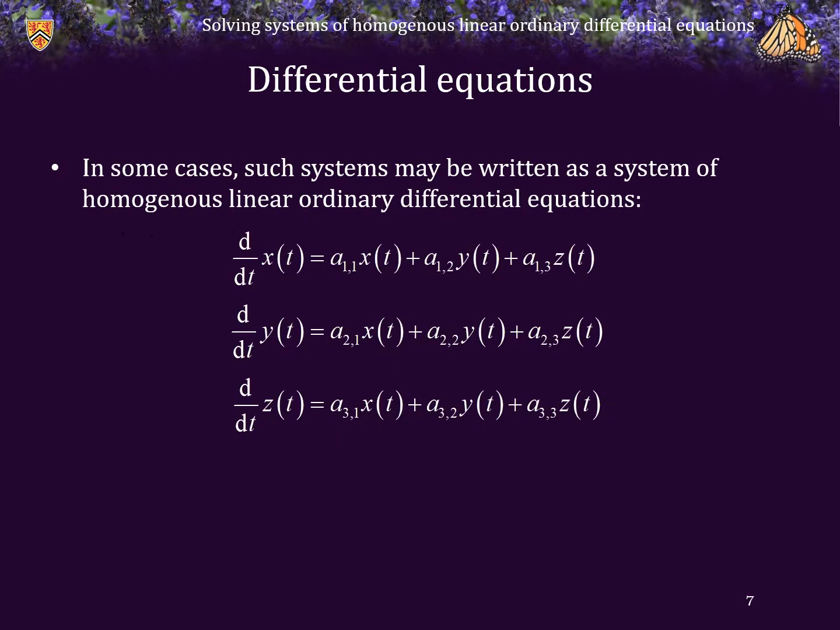So, in such cases, we may end up with a system of homogeneous linear differential equations. You'll notice that the derivatives of x, y, and z with respect to t are linear combinations of the functions x, y, and z, and these coefficients describe how these solutions are coupled or how they affect each other.